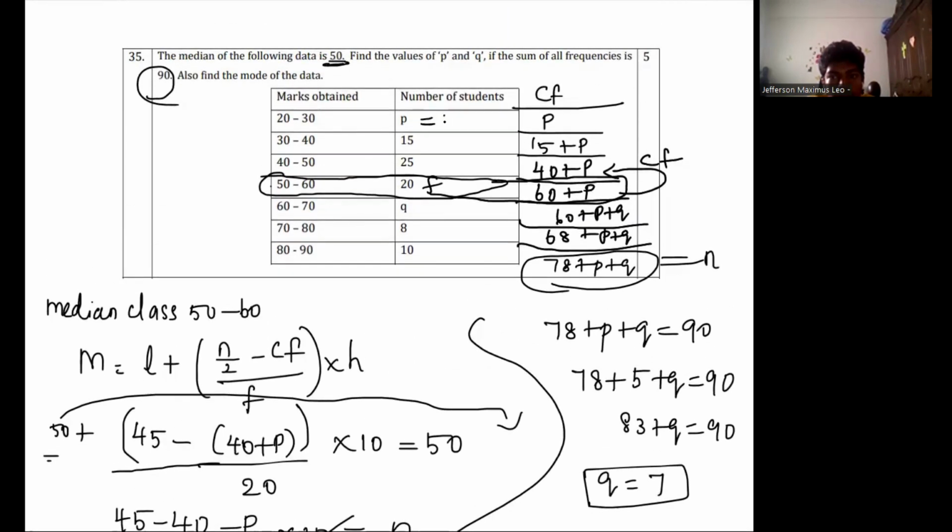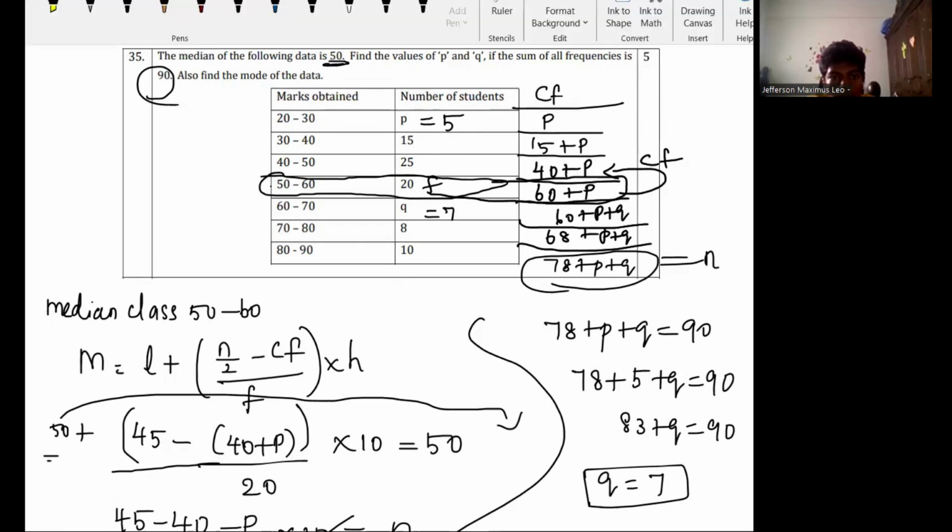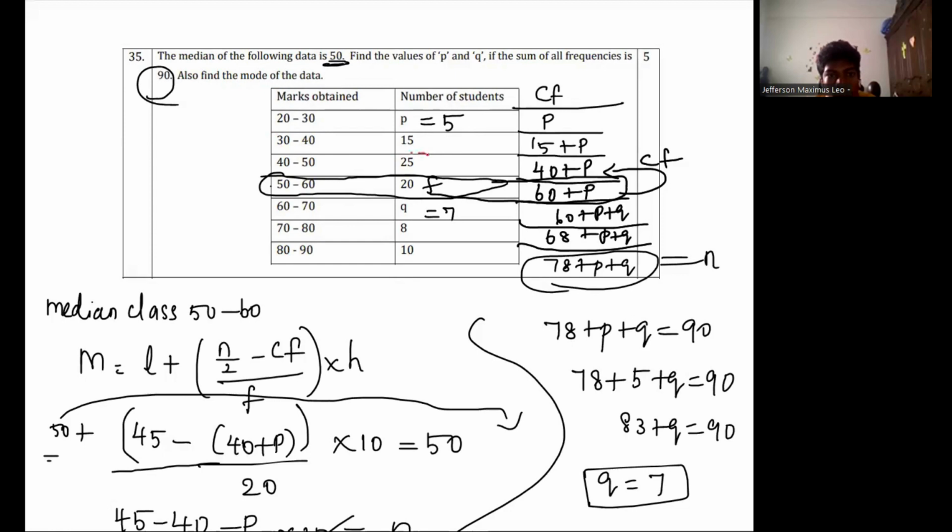So Q is equal to 7, calculated just now. Comparing all, what is the highest frequency? 25. This is the highest frequency, so this is the modal class. The frequency preceding the modal class is F0, this is F1, this is F2, correct? Yes, ma'am. 15, 25, 20.